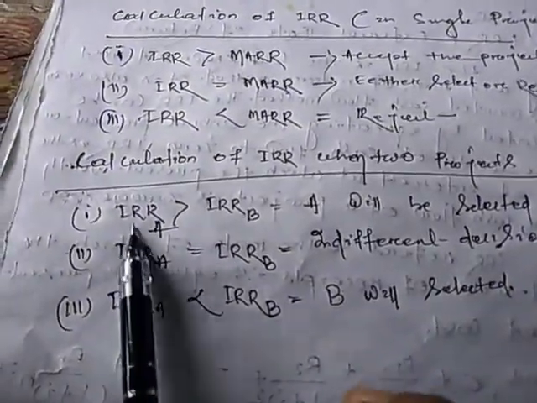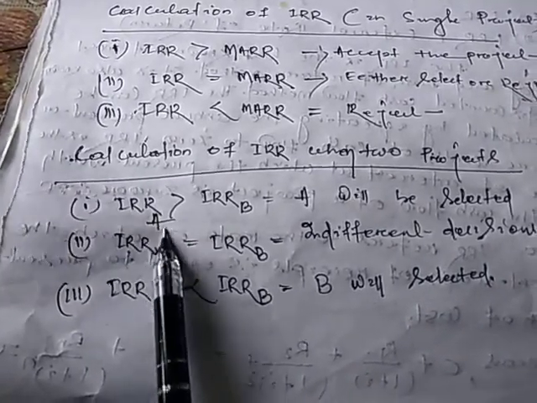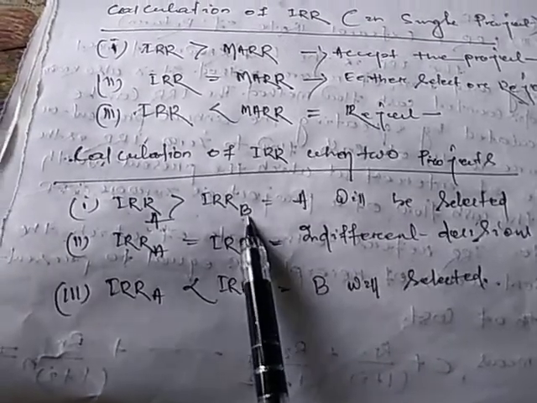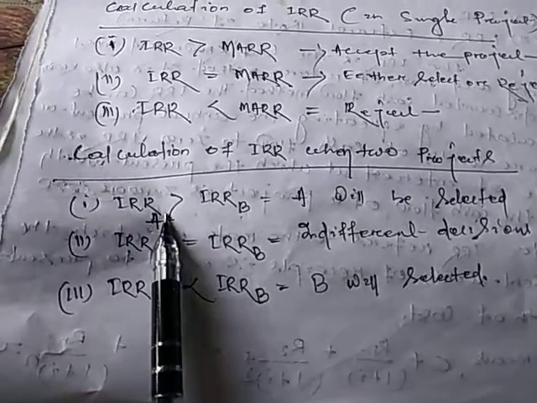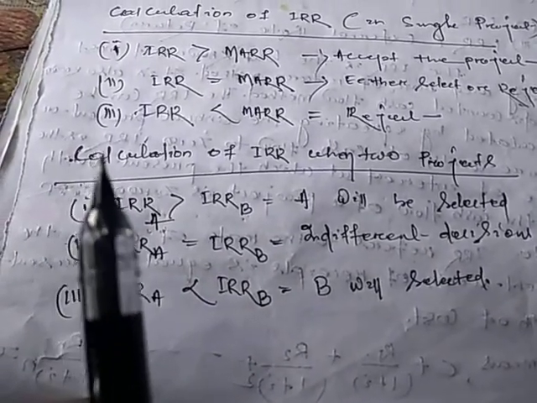Suppose project A and project B, two projects will be there. So that is IRR, internal rate of return. If IRR of project A is greater than IRR of project B, then A will be selected. If the internal rate of return of A is greater, then the project with the greater value will be selected.